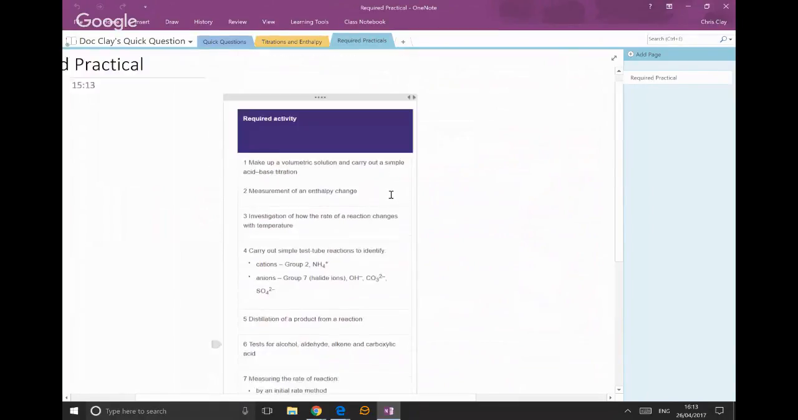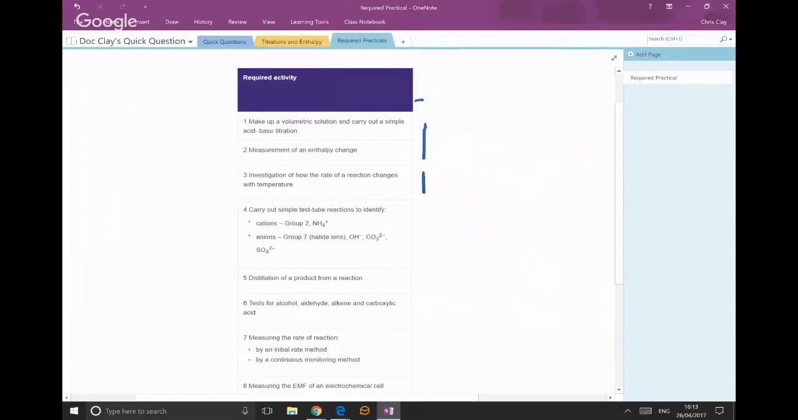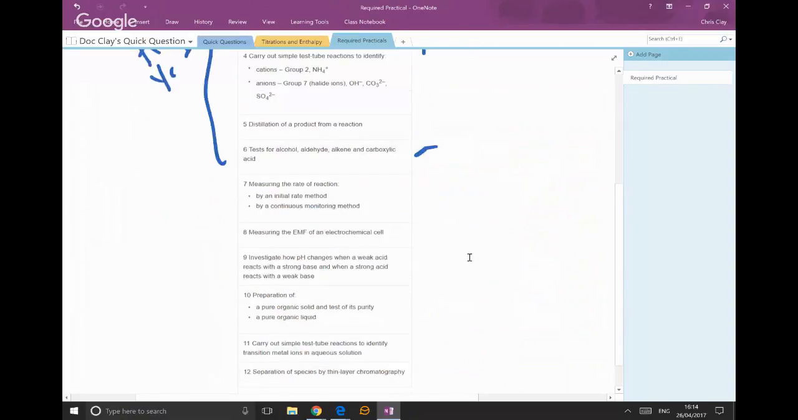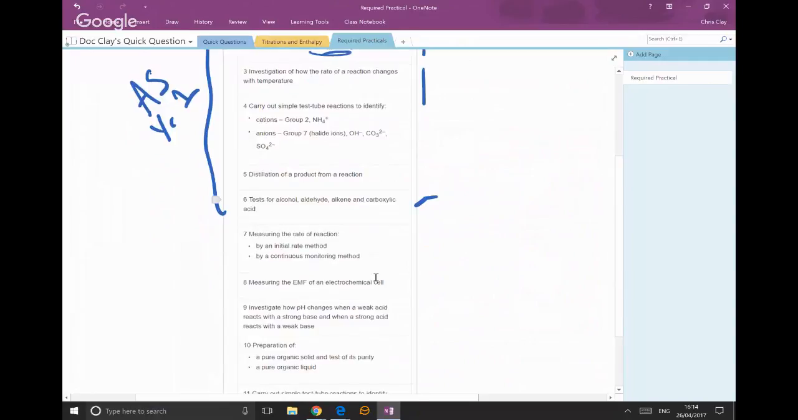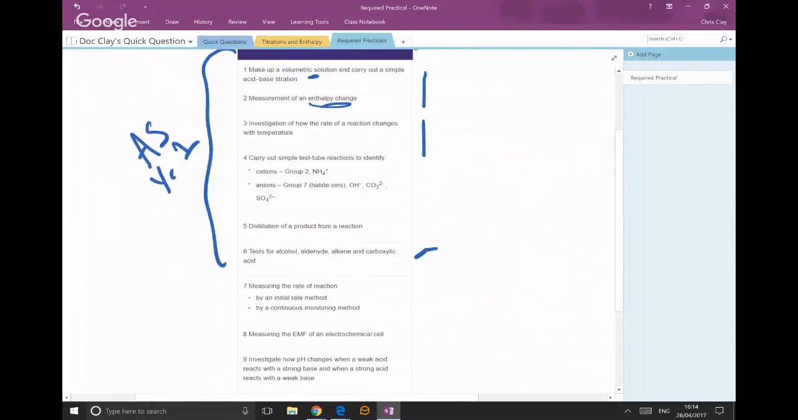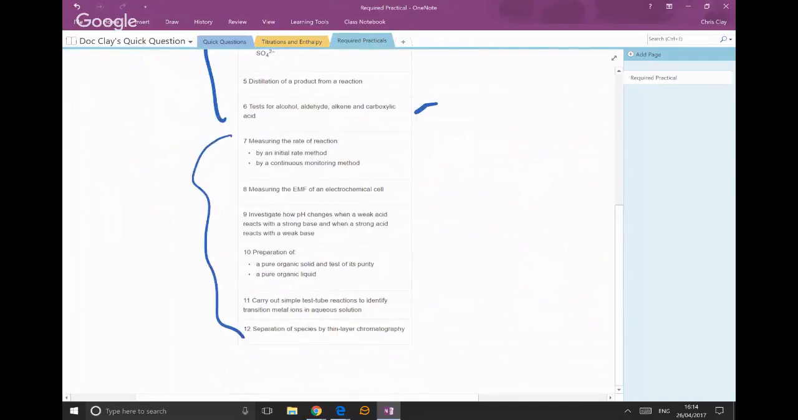So the first 6 are shown here. You'll find those are from your AS course. These are all from AS year 1. So you've got to be able to recall those first 6. Acid-base titrations and enthalpy changes are the ones we're going to look at today. How the rate of reaction changes with temperature, we'll look at next week most likely, and we'll also look at the A-level initial rates and monitoring method. You've got to know the test tube reactions, and then we've got 2 organic reactions at the bottom here, distillation of products from a reaction and test for alcohols. They're from the AS. Then at the bottom here, we've got the final 6.